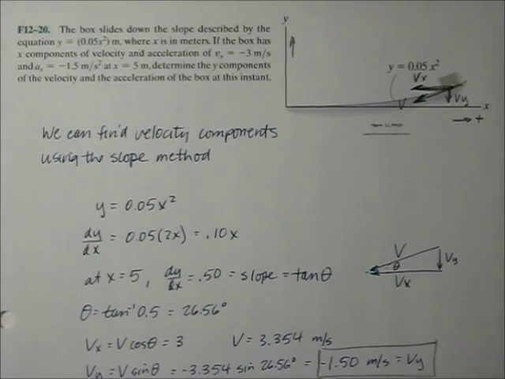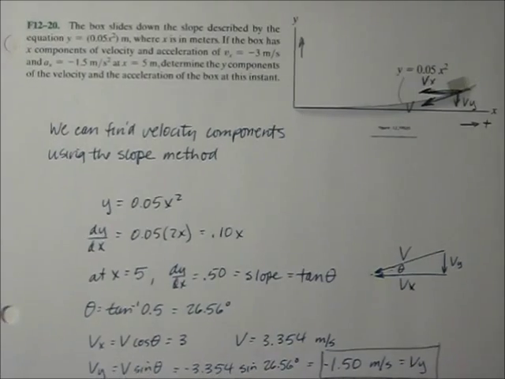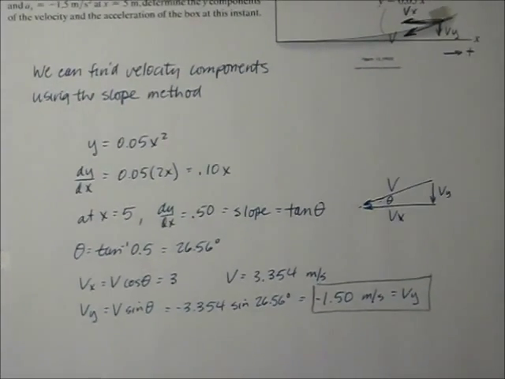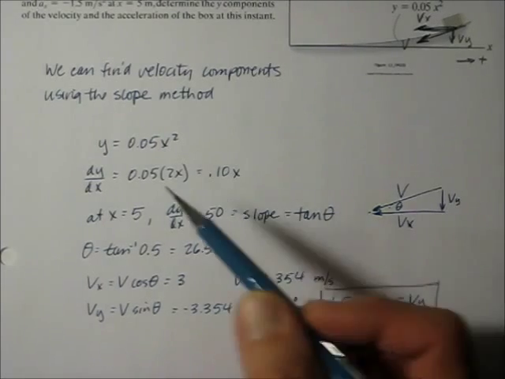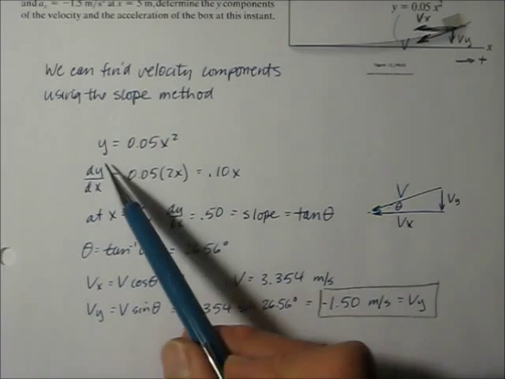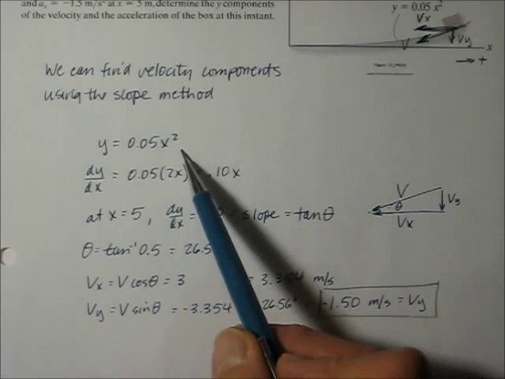All right, so the question is, determine the y components of velocity and acceleration of the box at this instant. Well, there's a couple of ways we can approach this problem. First, we can find the velocity components using the slope method. So let's look at that. The velocity, or the position, is defined by our equation.